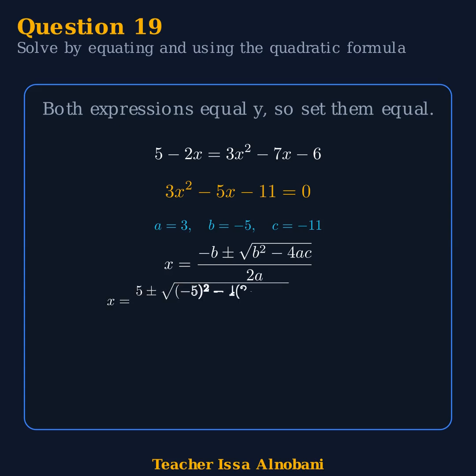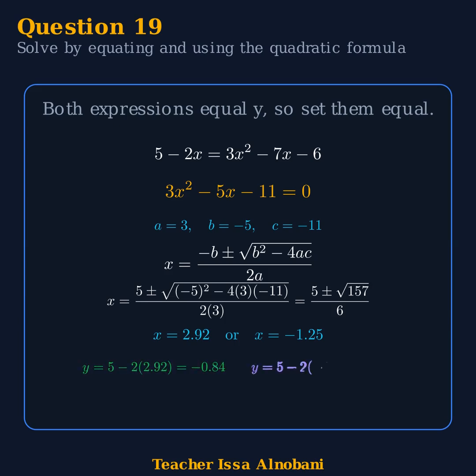Use the quadratic formula. The x values are approximately 2.92 and minus 1.25. Substitute each value into y equals 5 minus 2x. The corresponding y values are minus 0.84 and 7.51.